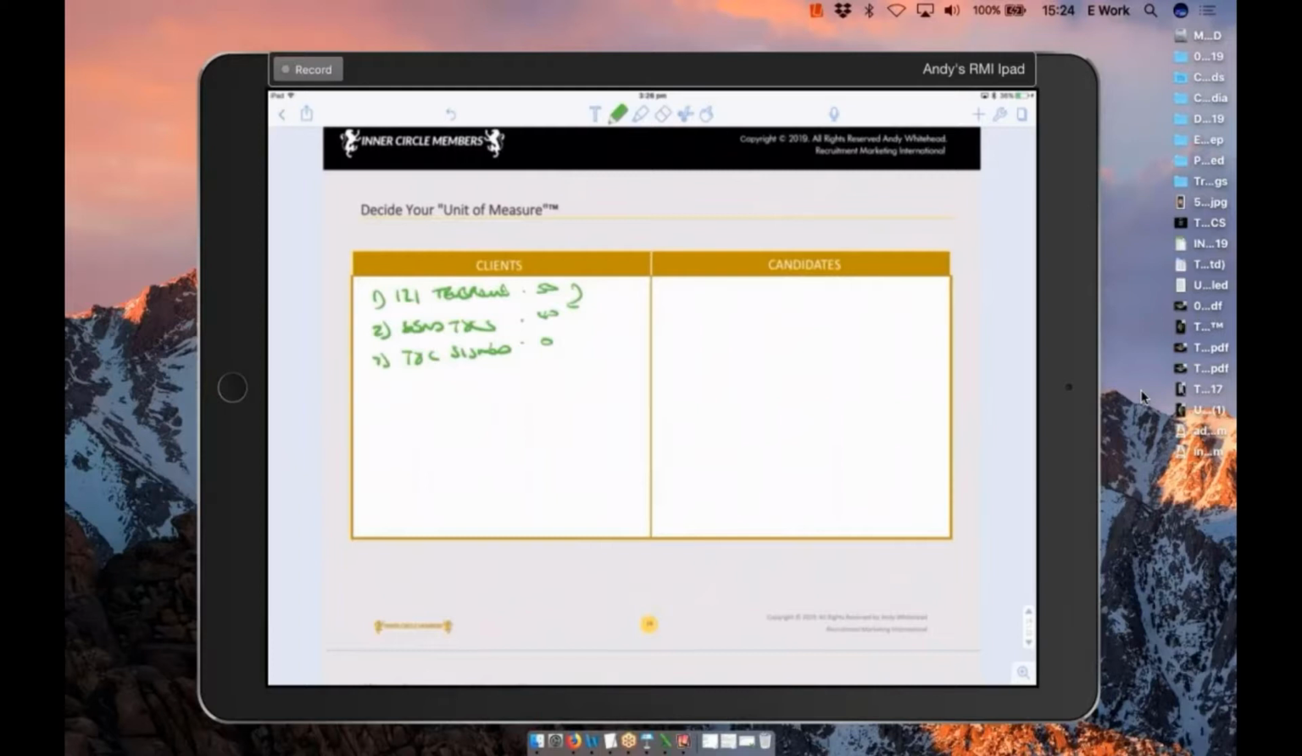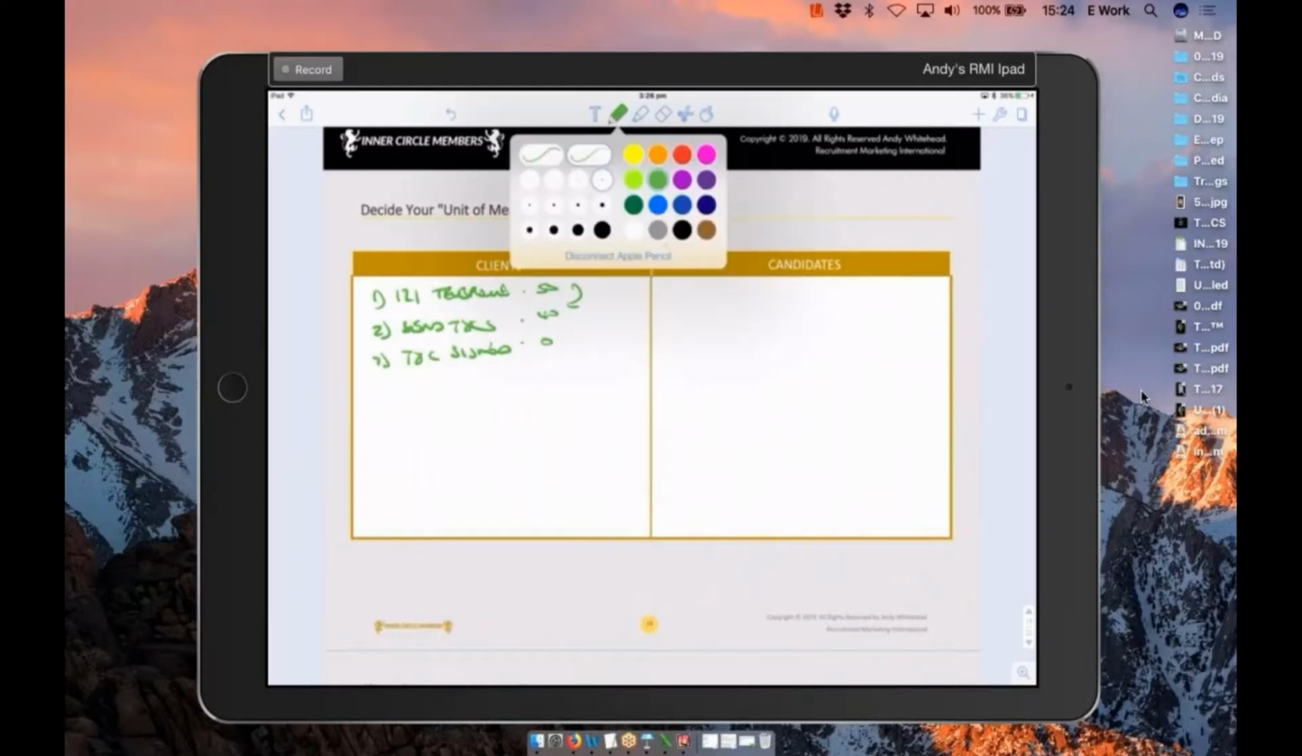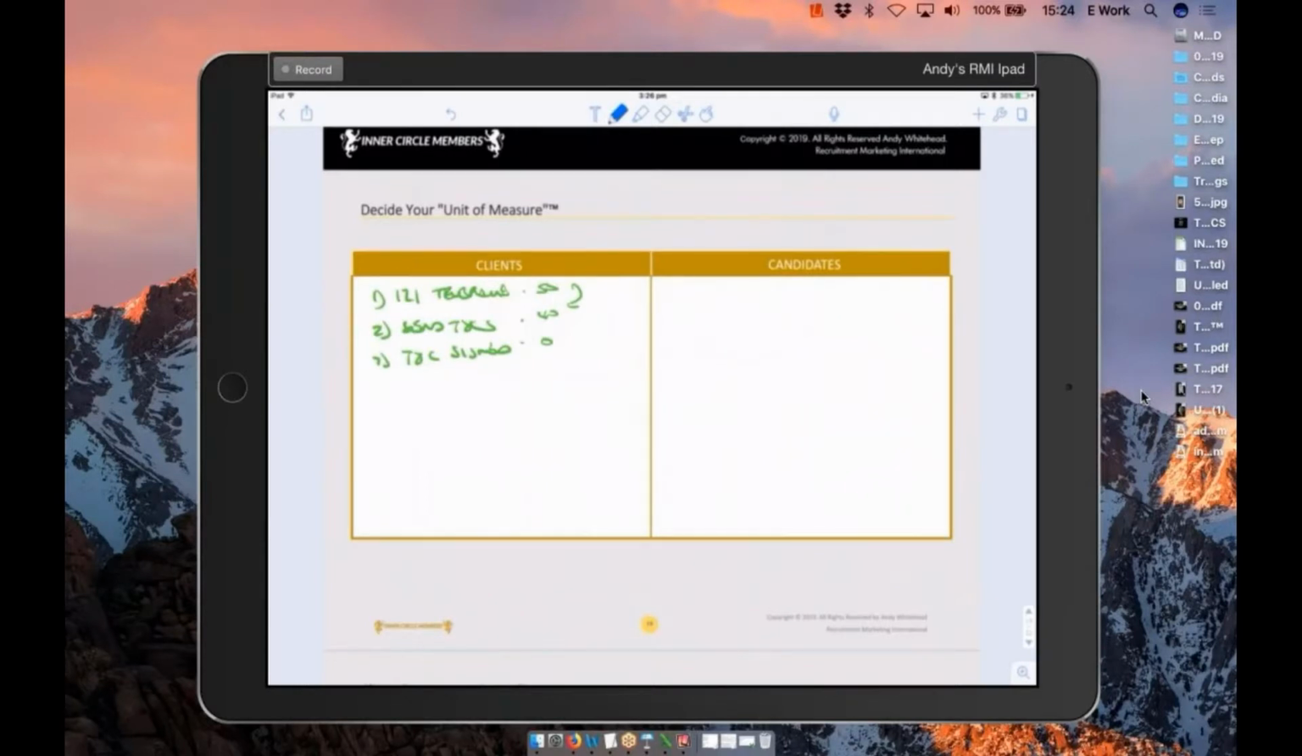So we spend a couple of minutes on the client side, and then also a couple of minutes on the candidate side. For the candidate side, it may be getting CVs in. It may be booking to your diary. It may be interviews. It could be sequential, it could be standalone. But what are your units of measure? So we can say we got 100 CVs in, we got 50 in your diary, we thought they were good quality, we had 30 go out for interview, and we placed none. Or we placed 25 out of 30.